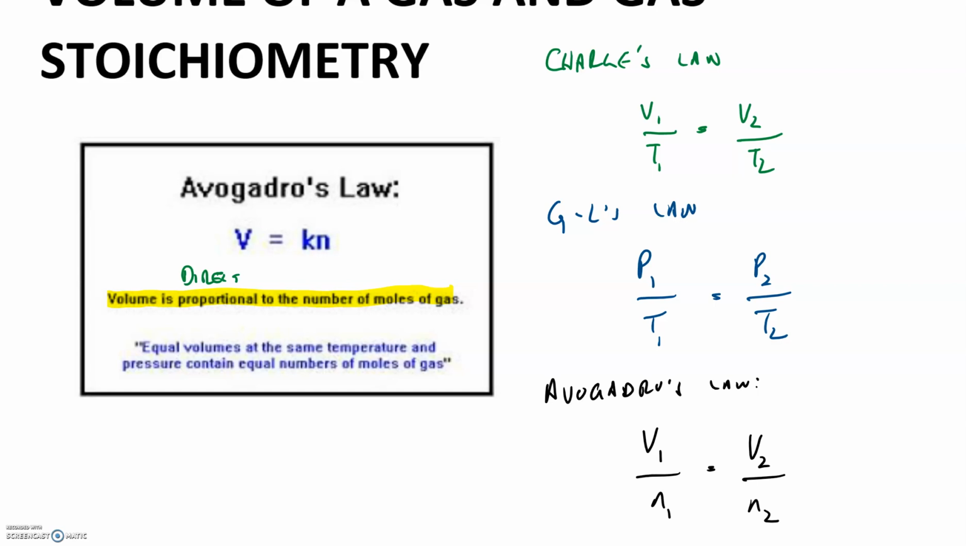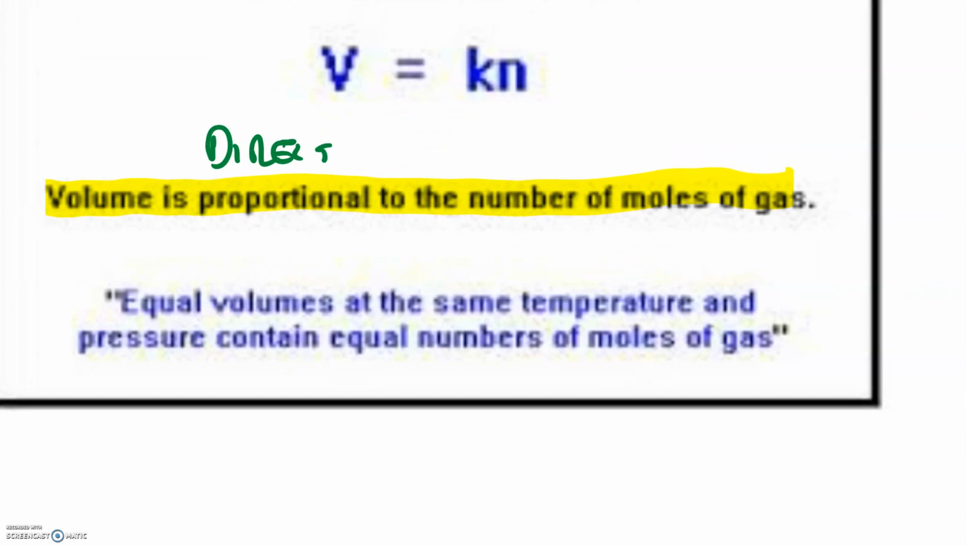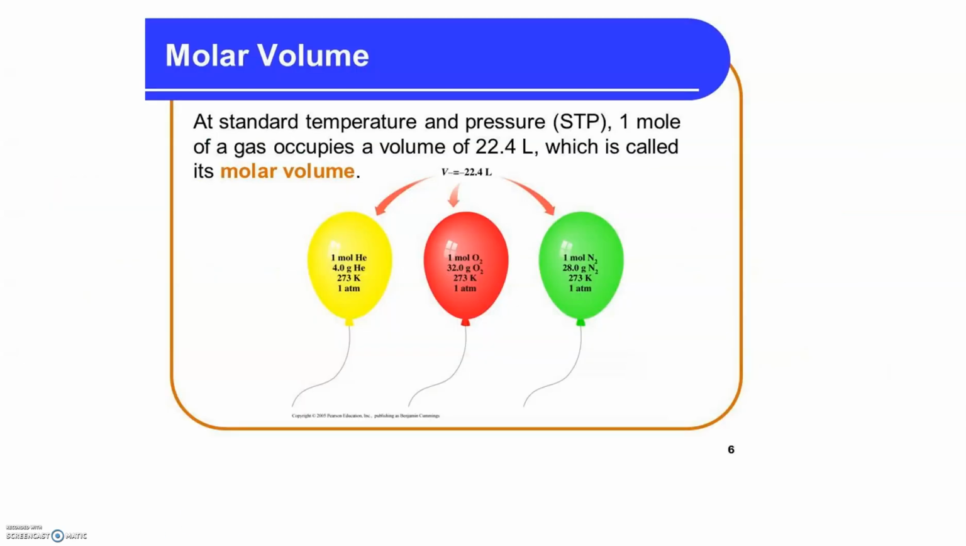What we want from Avogadro's law is this sentence. Equal volumes at the same temperature and pressure contain equal numbers of moles of gas. What this is referring to is any gas. It doesn't matter which one it is. And this is the part of Avogadro's law that we want to take home with us. Okay, this is the important part.